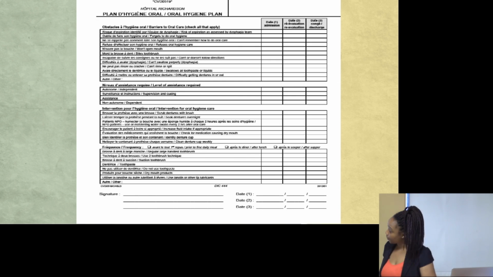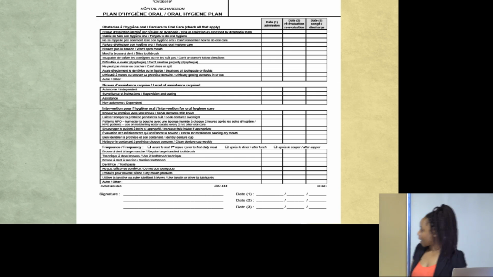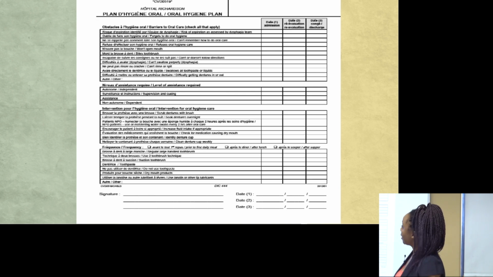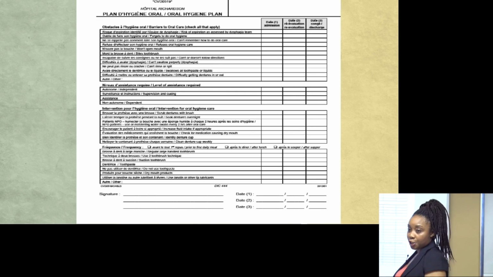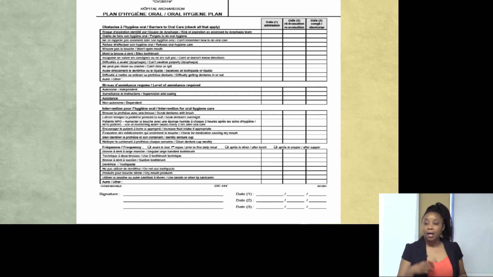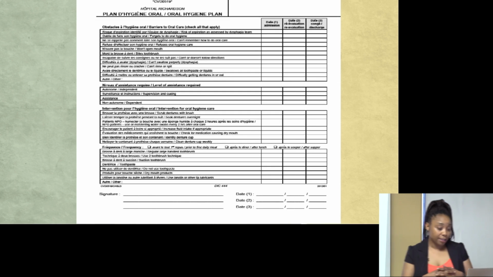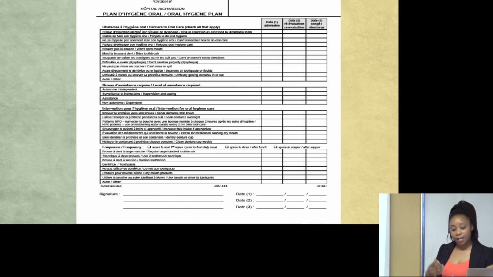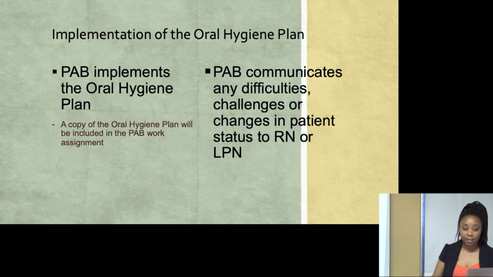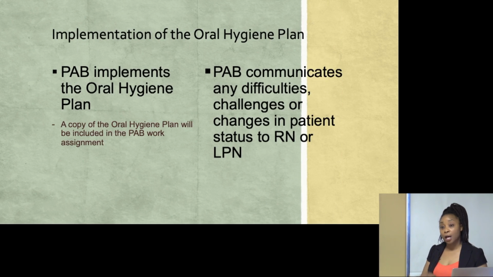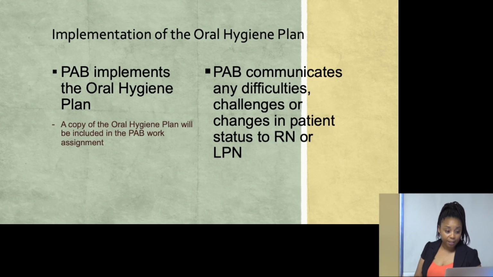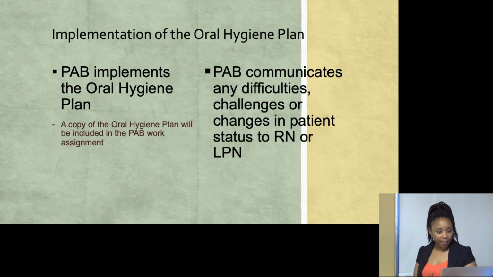Now, on this paper here, we look at things such as the patient's independency. How much are they doing in terms of brushing their own teeth? Do they need supervision? Do they have dentures? Do they have missing teeth? Are they eating? So we look at all that. And on this oral hygiene plan, once we've completed it, it gives us a guide as to what to instruct our PABs and the rest of the team members on how we're going to be caring for this patient's oral hygiene.